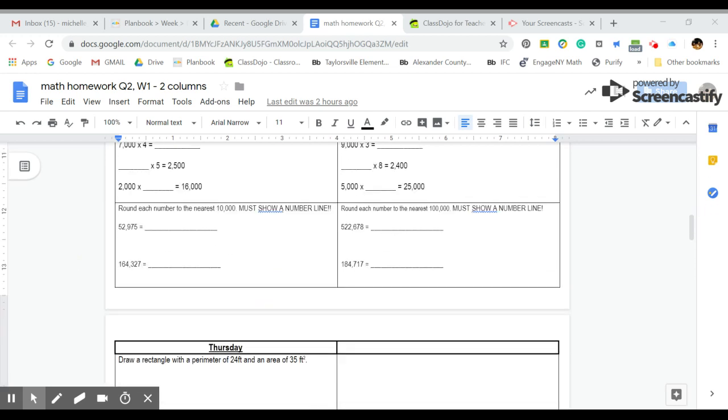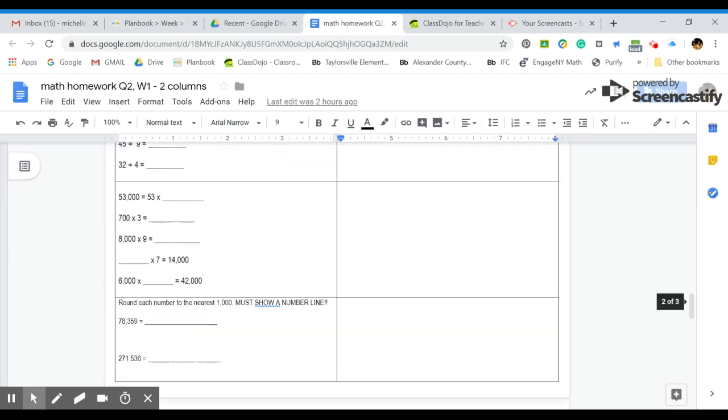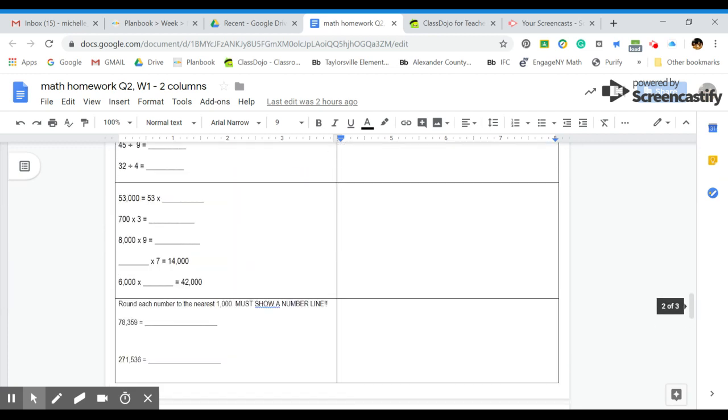And then down here, the last one, these are going to change from day to day. So notice this one on Monday says nearest 10,000. However, on Tuesday, we're going over here to the nearest 100,000. So just make sure you're being very careful with that. And then back on Thursday, we're back down to nearest 1,000.